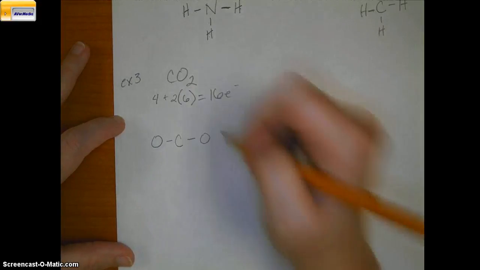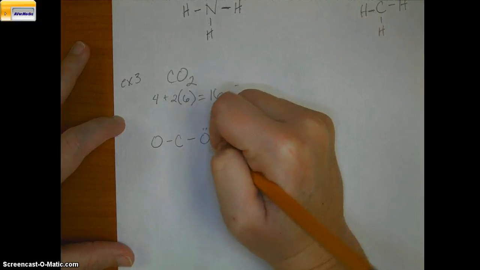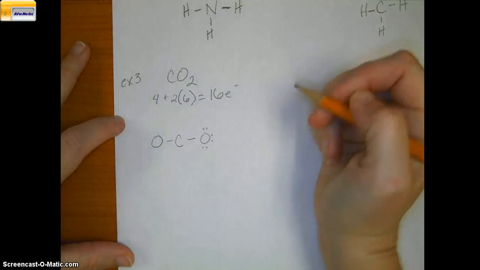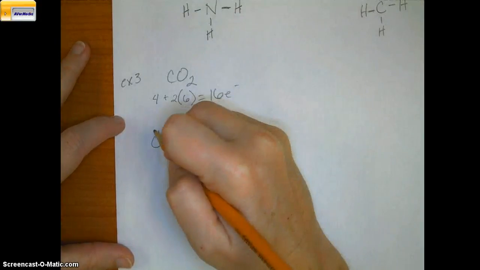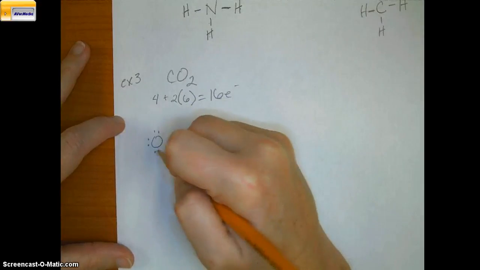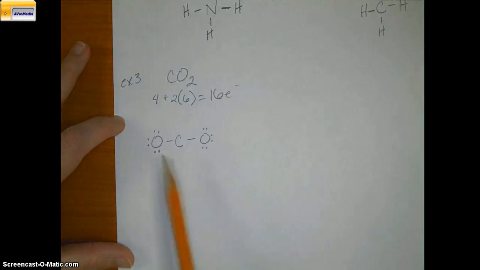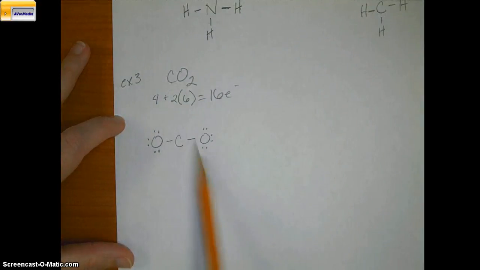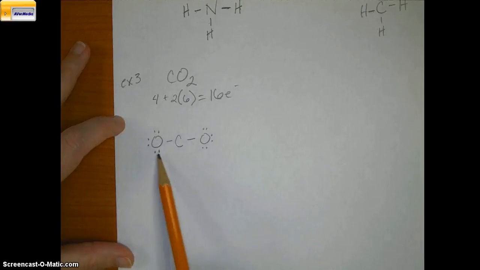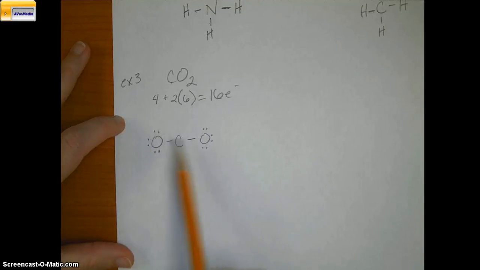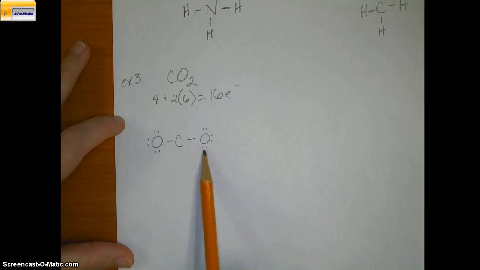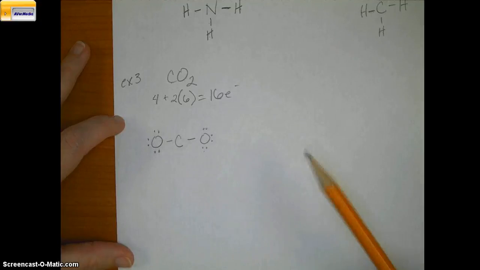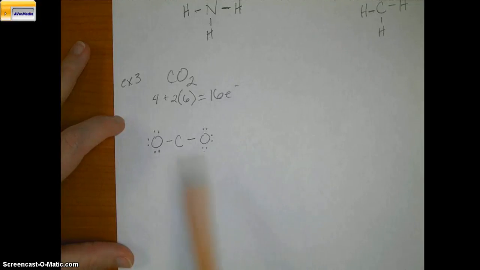Now, we're not dealing with hydrogen, so this time we do need to add lone pairs to our outer atoms. So we're going to add 1, 2, 3 lone pairs to that oxygen. 1, 2, 3 lone pairs to that oxygen. So now each oxygen has 8. Okay? So let's count how many electrons we've used. 2, 4, 6, 8, 10, 12, 14, 16. We have used up all of our electrons. Each oxygen has 8, but the carbon only has 4.